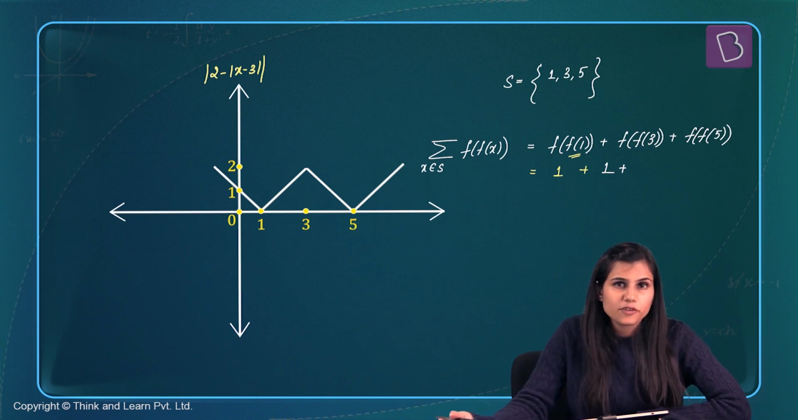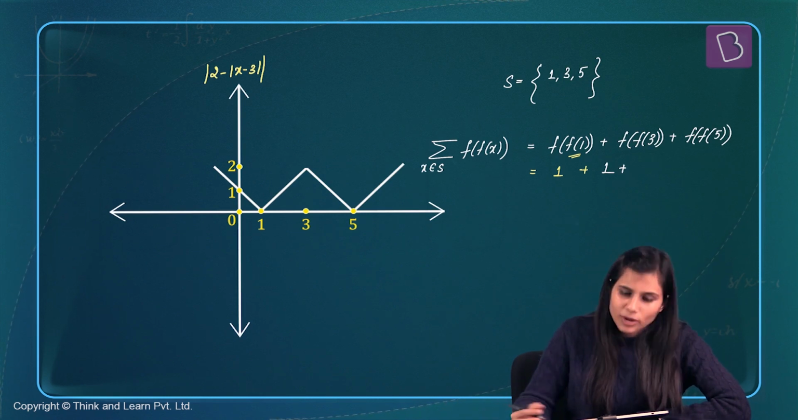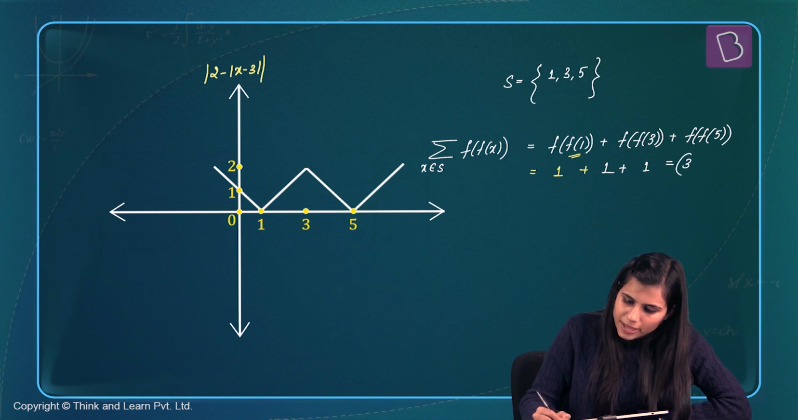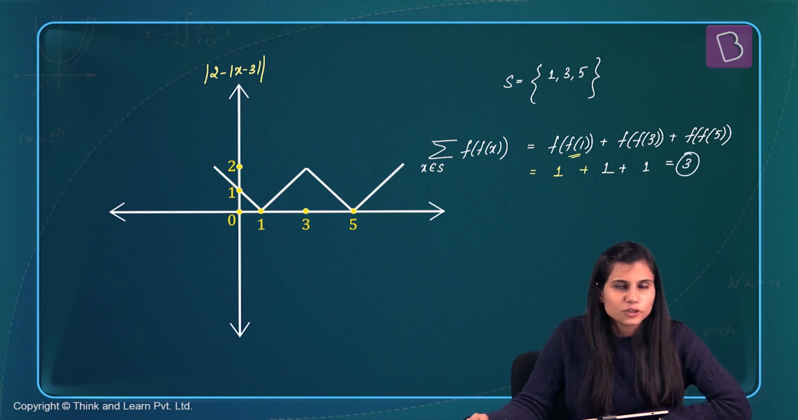So from the graph again f of 5 is 0 and f of 0 is 1. So here also you get a 1, and therefore 3 is the final answer for this question.